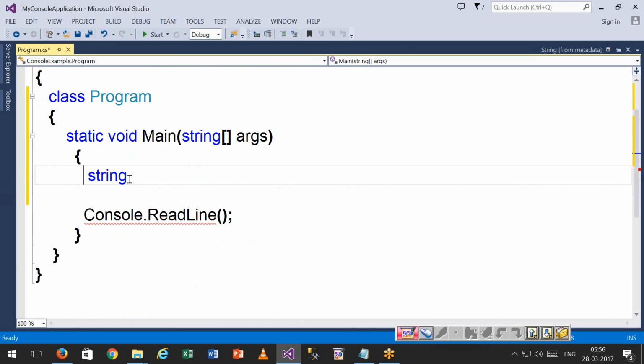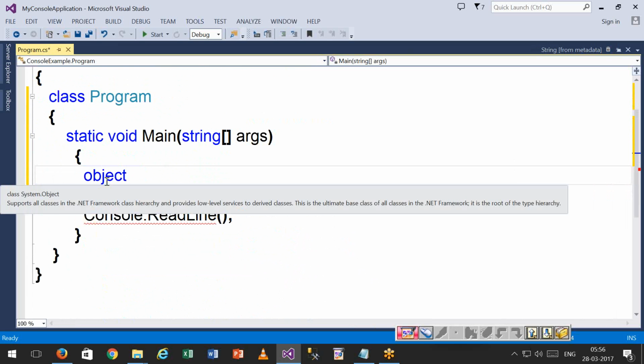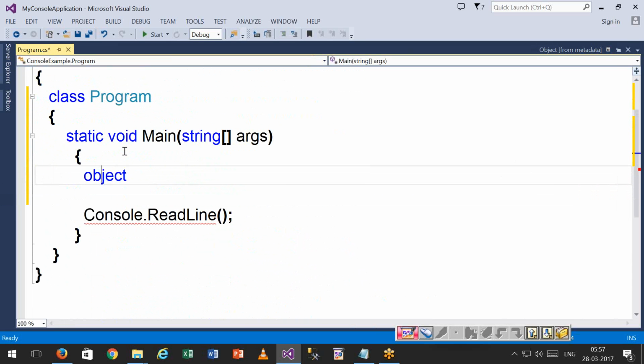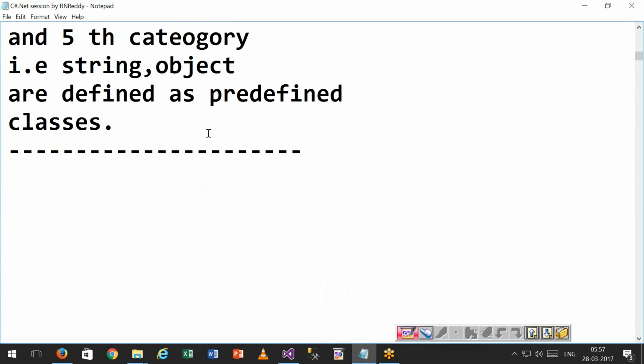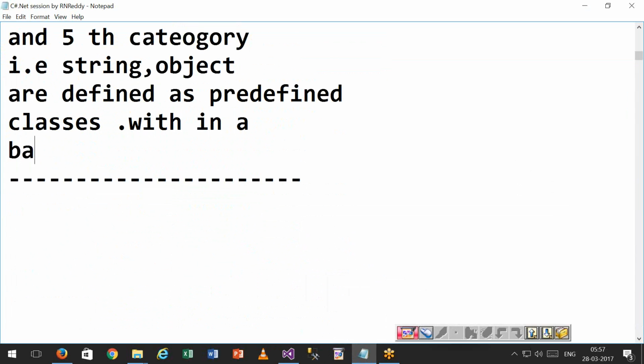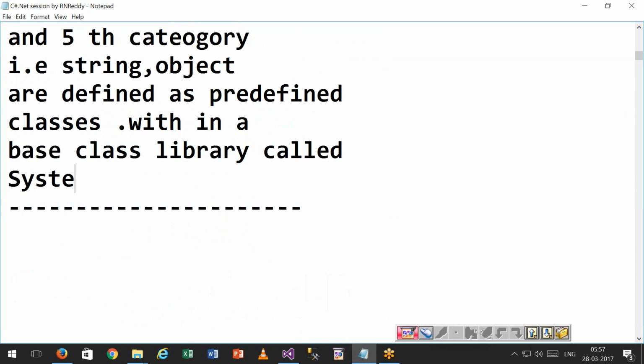And object is also defined as a predefined class. All are defined by Microsoft within a base class library called System. With this, we can say that in primitive data types, the first four categories are defined as structures, and the fifth category, string and object, are defined as predefined classes within a base class library called System.